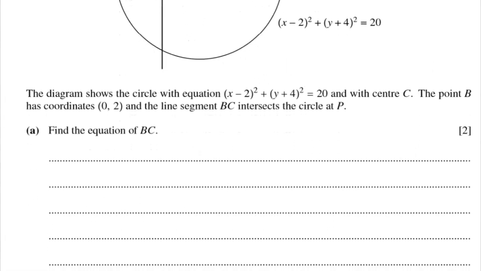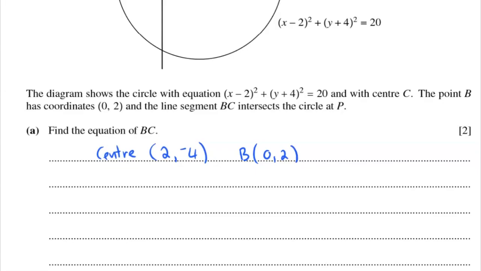So we look at the equation of the circle, and to find the center, we go, all right, what x value makes the bracket 0? And the x value is 2. What y value makes that bracket 0? The y value is -4. And that is the center of the circle. And point B is (0, 2). We have 2 points. We just have to find the equation between 2 points, and that is the equation BC.